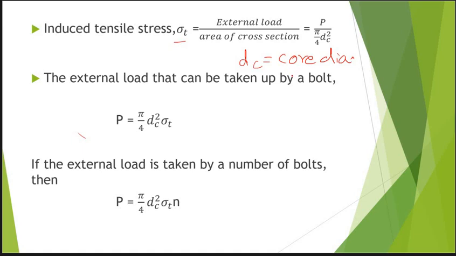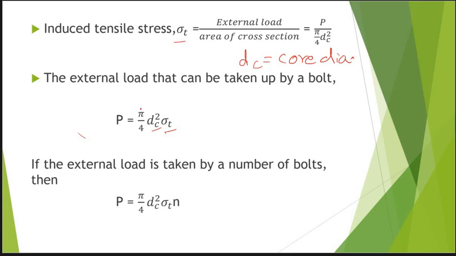Now, suppose we have a bolt, and that bolt is made of a particular material, for example mild steel or any other alloy steel. For a particular material, there will be an allowable tensile stress. What is meant by allowable tensile stress? Allowable tensile stress is the maximum tensile stress that can be induced in a material without failure. So, if sigma T is the allowable tensile stress and dc is the core diameter, then what will be the maximum external load that can be taken up by a bolt? That is given as P equal to pi by 4 dc square into sigma T.